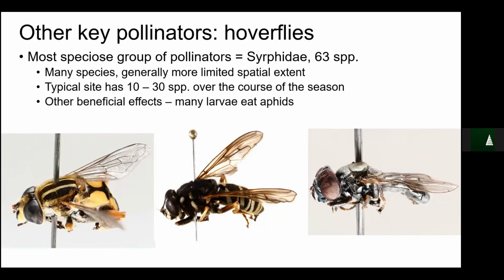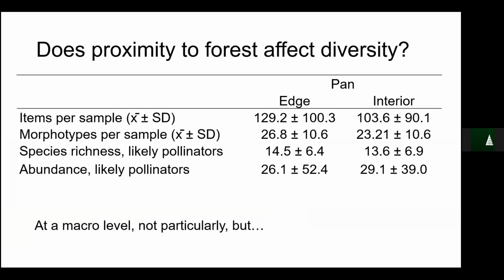Most sites actually have somewhere between 10 and 30 different species of hoverfly providing pollination services over the course of the season. And in terms of what these guys do for you, they're incredible, because quite a lot of them also have larvae that eat aphids. So these hoverflies function as beneficials in addition to being pollinators. They're really quite incredible, and we don't know enough about them here in Canada.